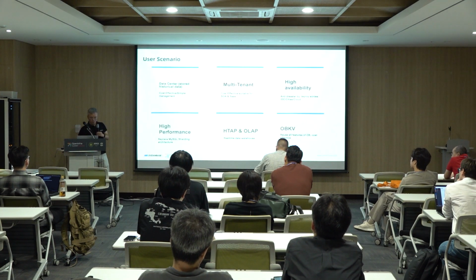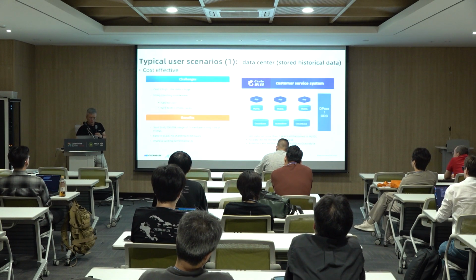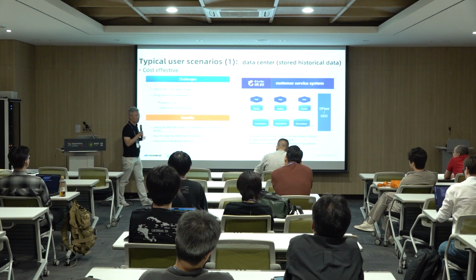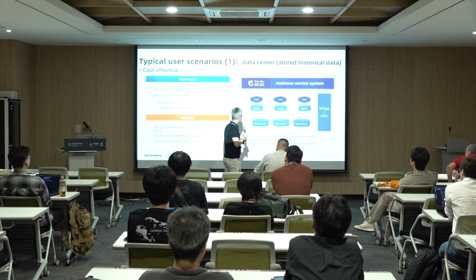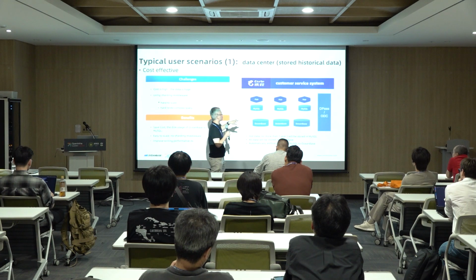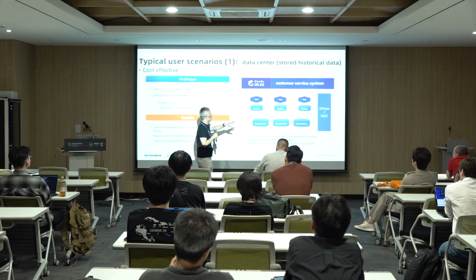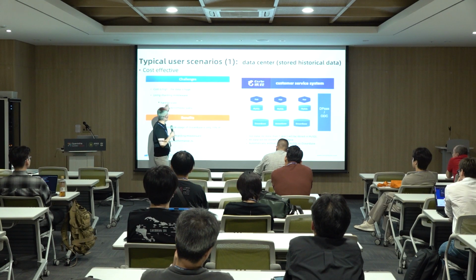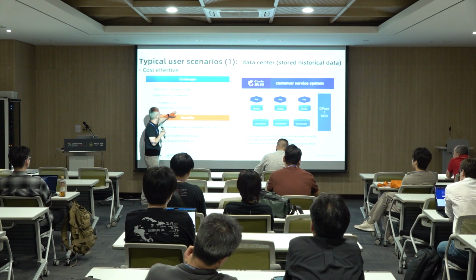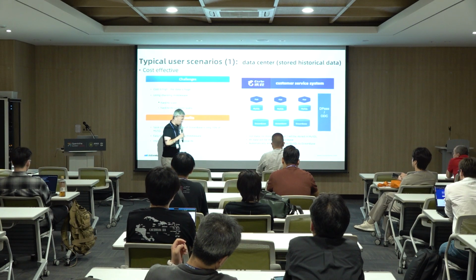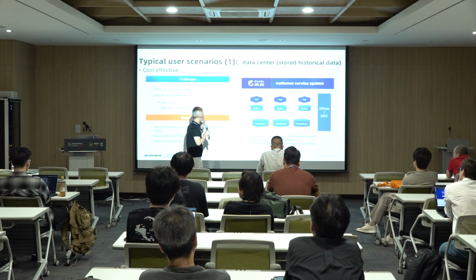So for the user scenarios, there are 6 scenarios. Later I will describe them. The first one is about data center. Use OceanBase to store historical data. Ctrip, the biggest travel company in China, used sharding middleware before in their customer service system, and it's very hard to scale. It's very hard to do complex queries, and what's more, the cost is pretty high. The data is huge, so they sought us for help.